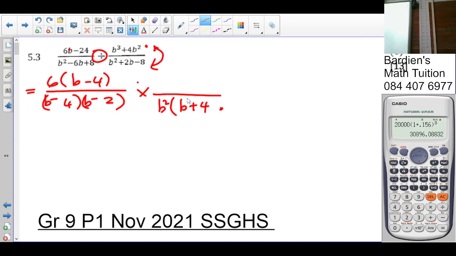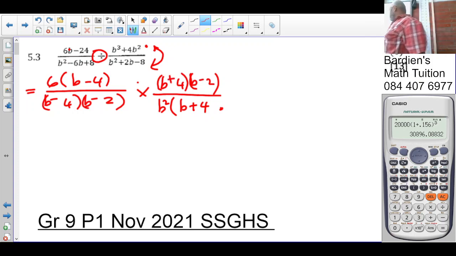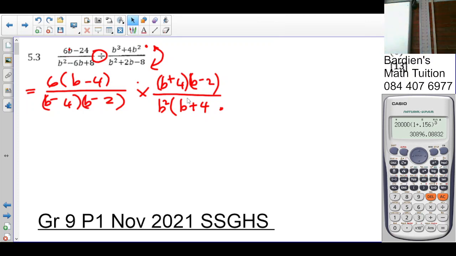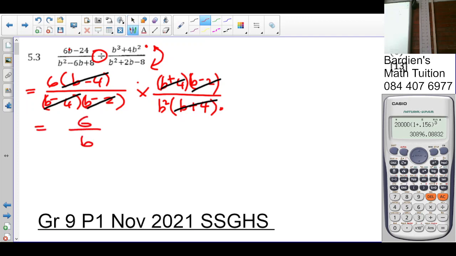And here, trinomial. There's going to be b and b, 4 and 2. The bigger one must be plus. Okay? So what happens now? It cancels. b minus 4 cancels b minus 4. b plus 4, b plus 4. b minus 2, b minus 2. So what we are left with is 6 over b squared.